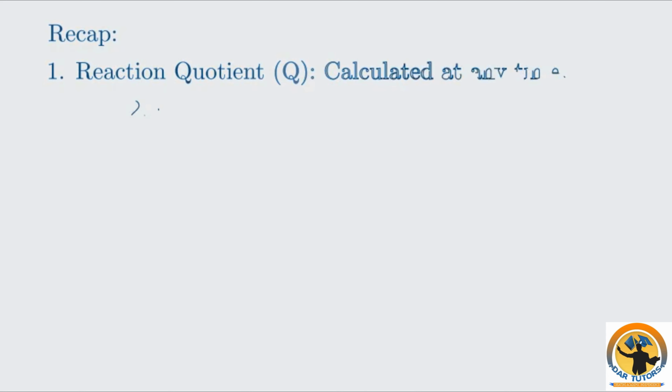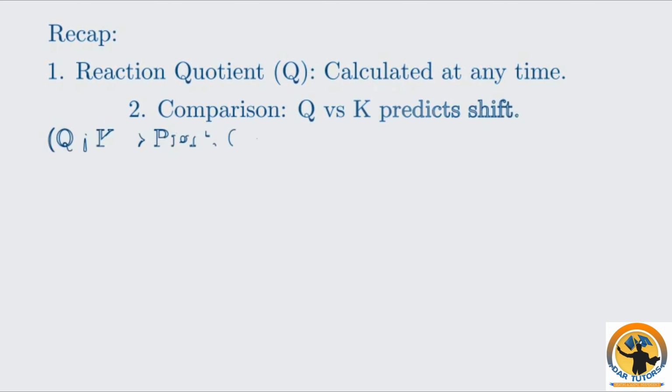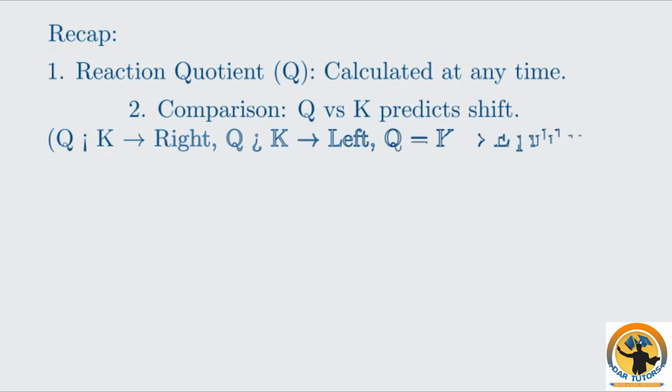Let's quickly recap what we've learned. You should now be able to confidently work with equilibrium problems at the HL level. We started by defining the reaction quotient Q as a measure of the relative amounts of products and reactants at any point in time. We learned that comparing Q to the equilibrium constant K allows us to predict whether a reaction will shift to the right, to the left, or is already at equilibrium. This, in turn, provides a clear explanation for Le Chatelier's principle.